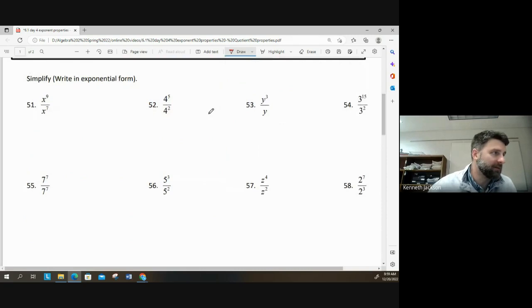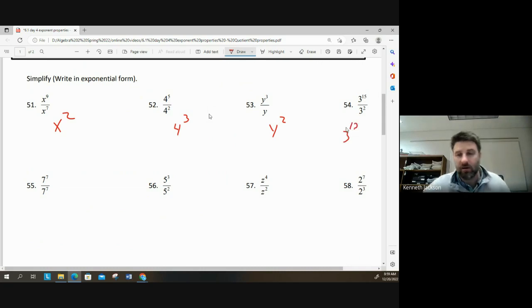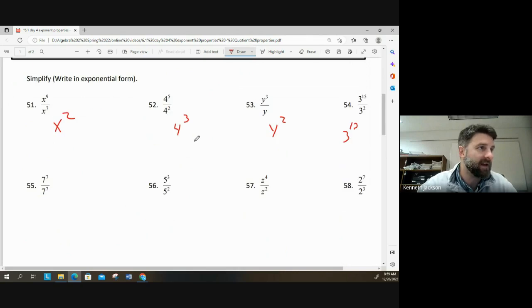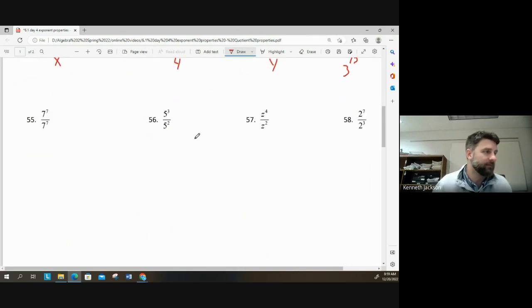So if we go through a couple of examples here, I could write all of these out and start canceling them out, or I could just subtract. 9 minus 7 is 2. 5 minus 2 would give me 4 to the 3rd. 3 minus 1 would give me y squared. 15 minus 2 would give me 3 to the 13th. And again, you could write all of these out to prove it, or we did that at the top of the slides, and that's how the exponents of quotients operate.